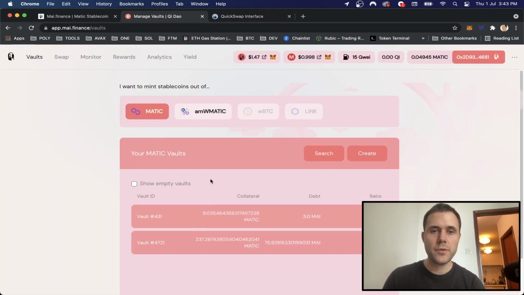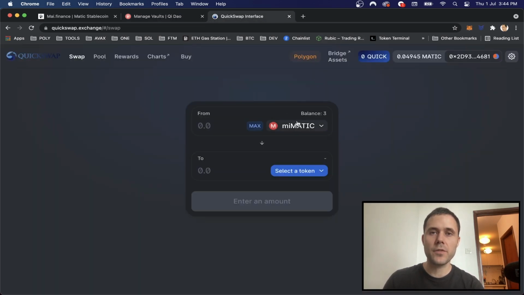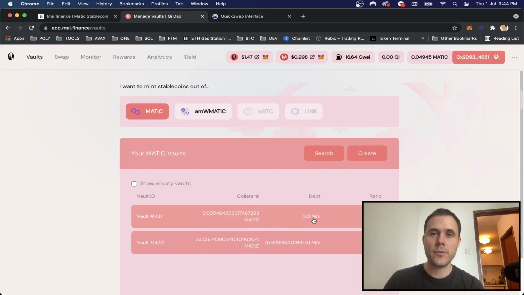Okay, so now if you go to the vaults page, you will see you've got a vault on here. I also have a vault on here, number 4721, which I've borrowed 75 Mai on. Because Mai has recently changed from Matic, you may find that some platforms have it listed as Matic and some platforms have it listed as Mai. Hopefully in the future, all of the platforms will have it listed as Mai.